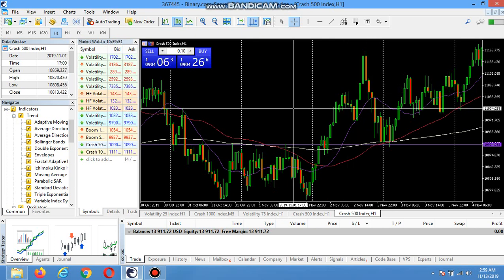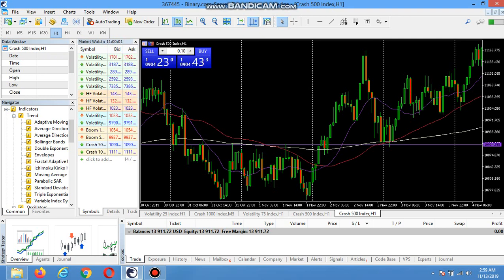This is basically one of the fastest ways of trading Crash, and the same applies to Boom, but this is for the 1 hour time frame. It helps you to know when to enter your trade.